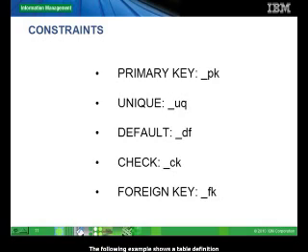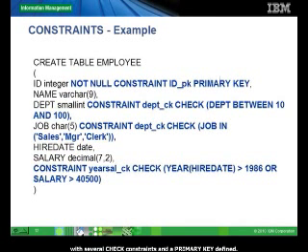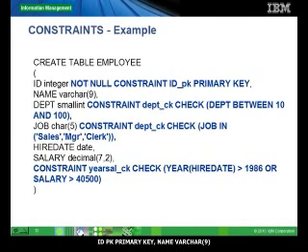The following example shows a table definition with several check constraints and a primary key defined. CREATE TABLE employee (ID INTEGER NOT NULL CONSTRAINT IDPK PRIMARY KEY, name VARCHAR(9), dep SMALLINT CONSTRAINT dep_ck CHECK (dep BETWEEN 10 AND 100), and so on for this table.